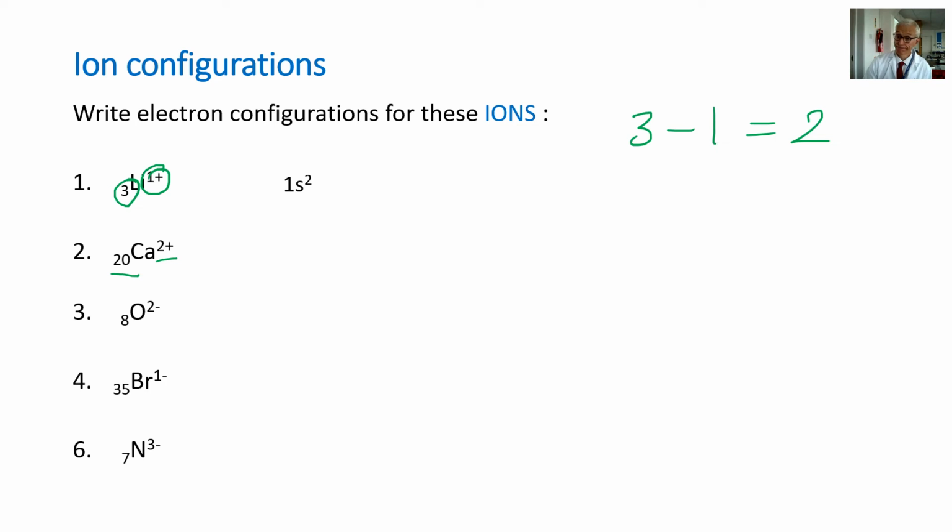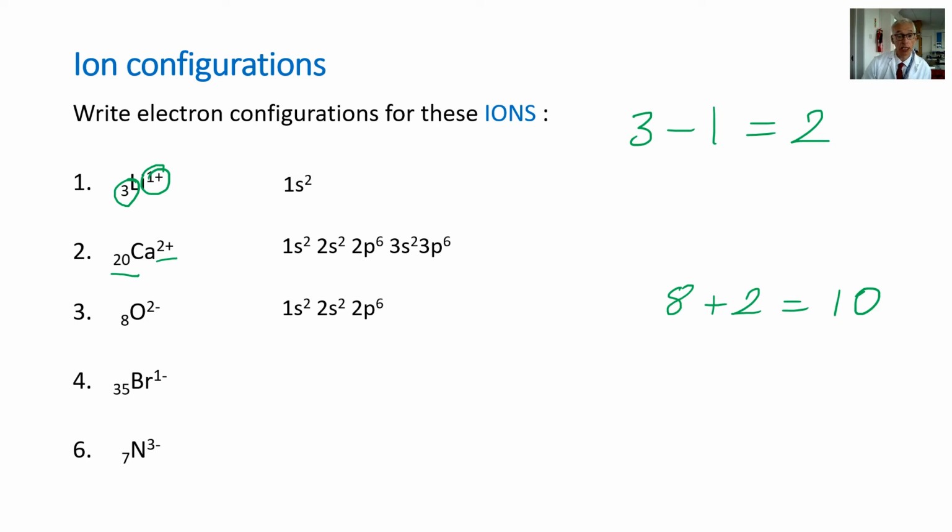Okay, so here are the answers. Calcium only has 18 electrons to accommodate. So 1s2, 2s2, 2p6, 3s2, 3p6 comes to 18. The oxide ion has 2 additional electrons. So we've got to accommodate 10 electrons. This is the oxide ion: 8 for the atomic number, plus 2 as it's a 2- ion, so we've got 10 electrons to accommodate. 1s2, 2s2, 2p6.